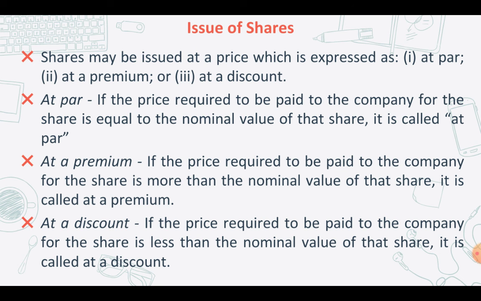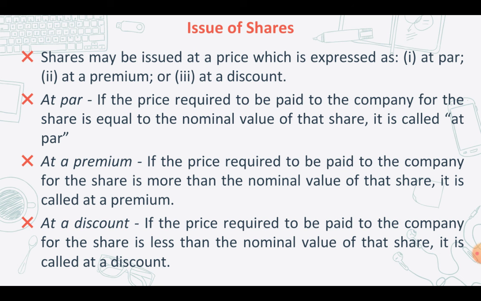Now, further, shares may be issued at different prices. We already know these as at par, at premium, or at a discount. At par means the face value is equal to the selling price. So if the cost of the share is 10 rupees and you're issuing it at 10 rupees, that's at par. At premium means the cost price of the share is lesser than the selling price. The face value of the share is 10 rupees, but you're selling it for 12 rupees. That 2 rupees that is extra is termed a premium.